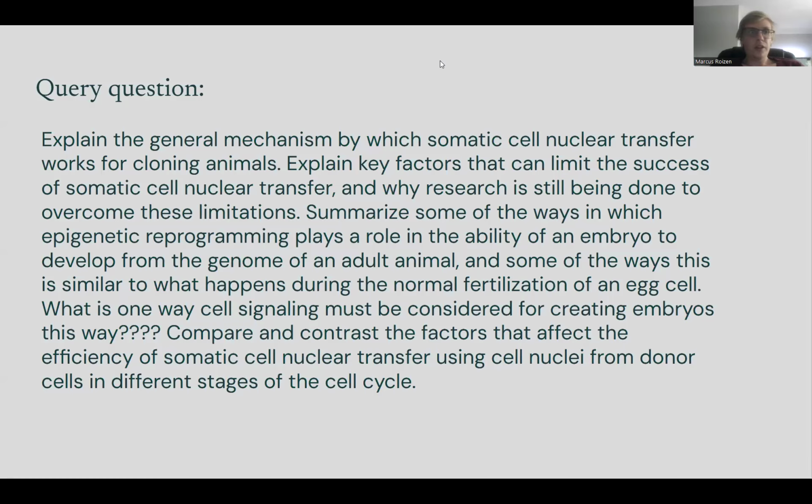My query question for you is: explain the general mechanism by which somatic cell nuclear transfer works for cloning animals. Explain key factors that can limit the success of somatic cell nuclear transfer and why research is still being done to overcome these limitations. Summarize the ways in which epigenetic reprogramming plays a role in the ability of an embryo to develop from the genome of an adult animal, and some of the ways this is similar to what happens during the normal fertilization of an egg cell.